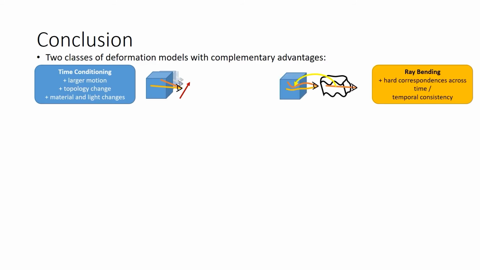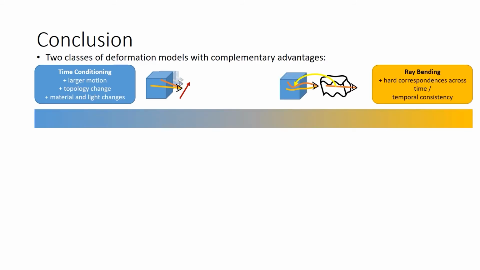There are currently two classes of deformation models with complementary advantages: time conditioning and ray bending. They are at the extreme ends of a spectrum. Time conditioning treats every time step as a keyframe. Ray bending, on the other hand, uses only a single keyframe.